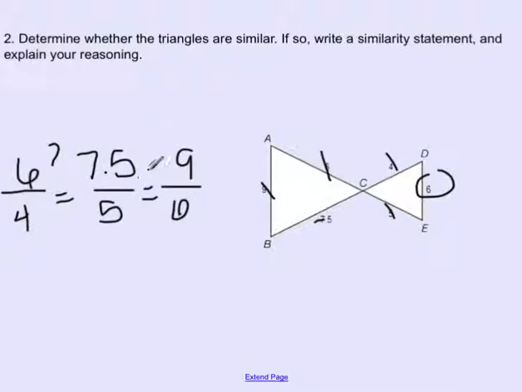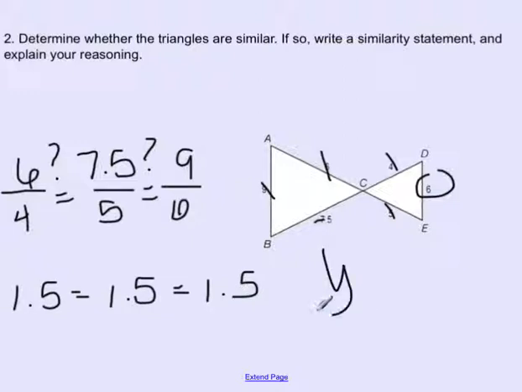So now I want to see if these decimals, these ratios, equal each other. 6 divided by 4 gives me 1.5. 7.5 divided by 5 gives me 1.5. So far, so good. I just need to check that last one. Then 9 divided by 6 is 1.5. Good, so that works. So yes, it is proportional, so that makes it similar.